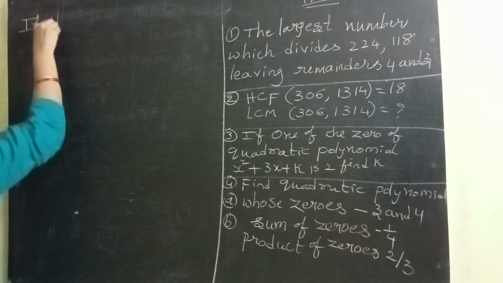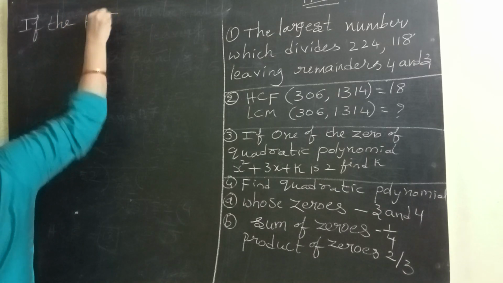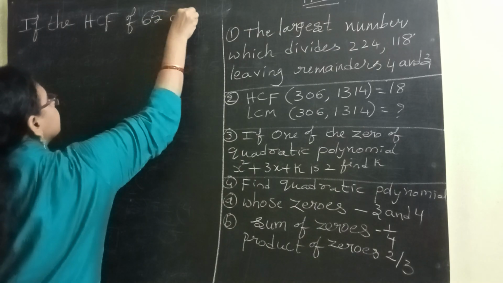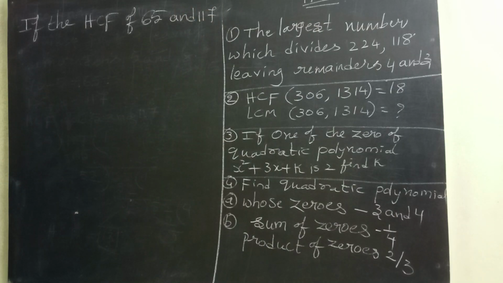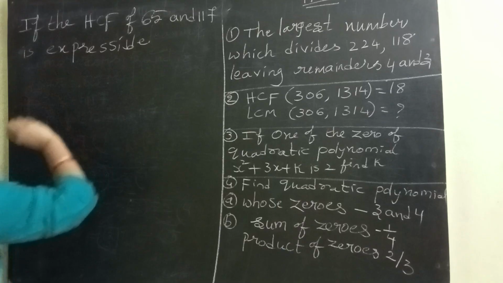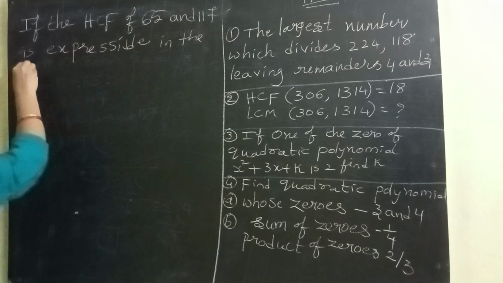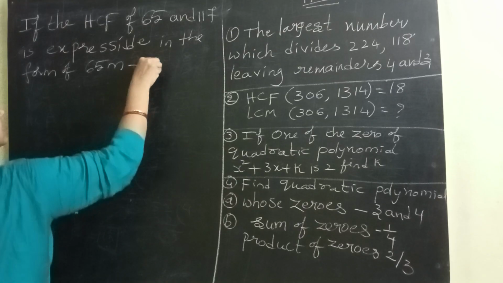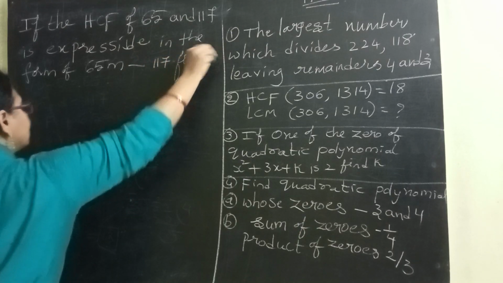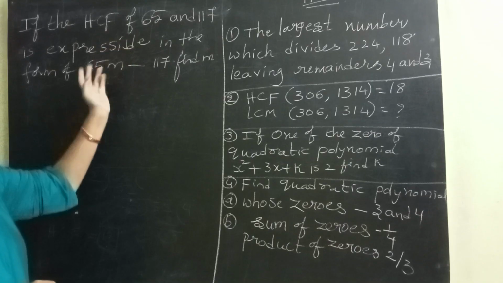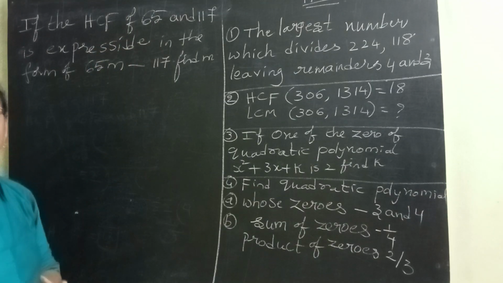Come to the next sum. If the HCF of 65 and 117 is expressible in the form of 65m minus 117, find m. What is the value of m is his question. He has given the HCF of these two, and it is expressible in the form of this one. What is the value of m is his question.